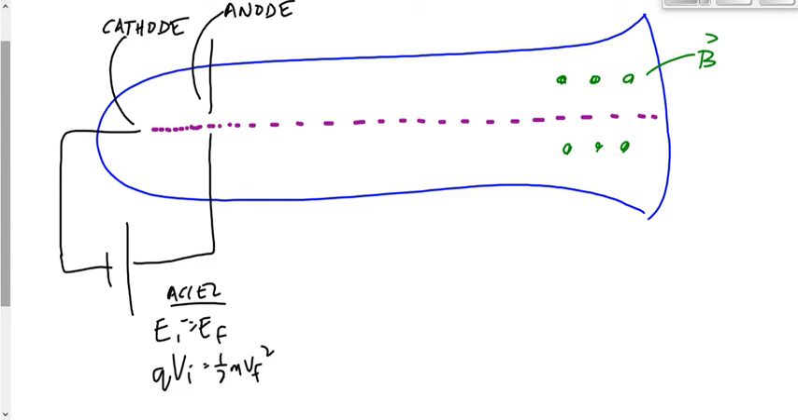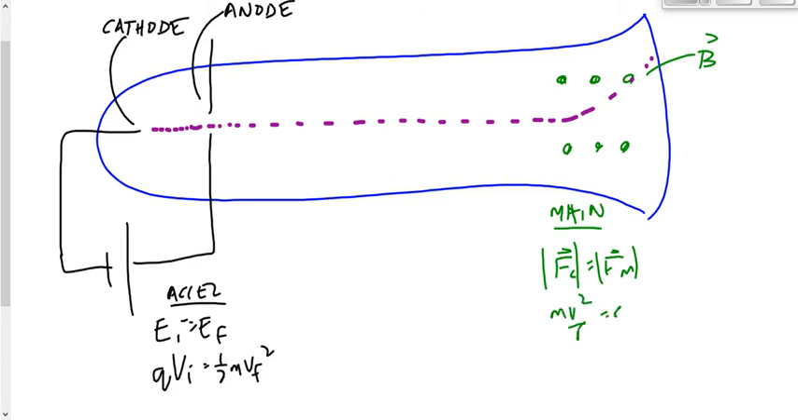We've got thumb in the direction of the particles, fingers in the direction of the magnetic field, which is this time out of the page. Palm's going to point upwards. So this time they're going to curve upwards. Doesn't really matter. We know that every time they move in a circle, whether it's upwards or downwards, we can analyze it using FC is equal to FM. This chamber, by the way, we sometimes call the main chamber. We say mv squared over r is equal to qvb.